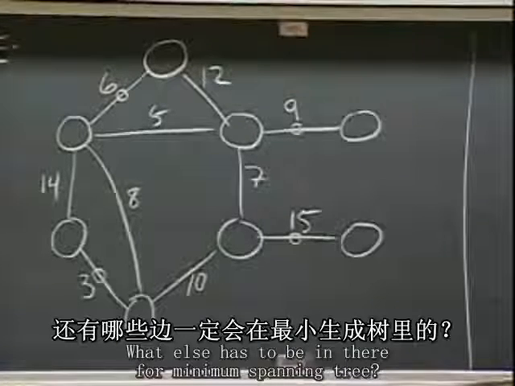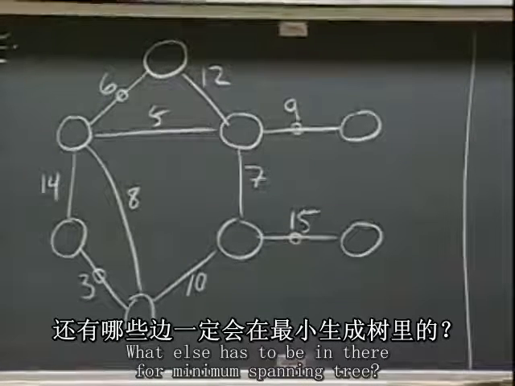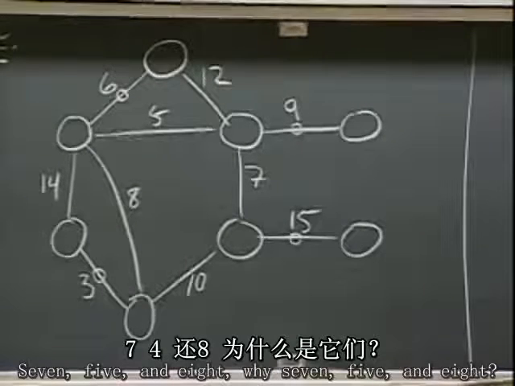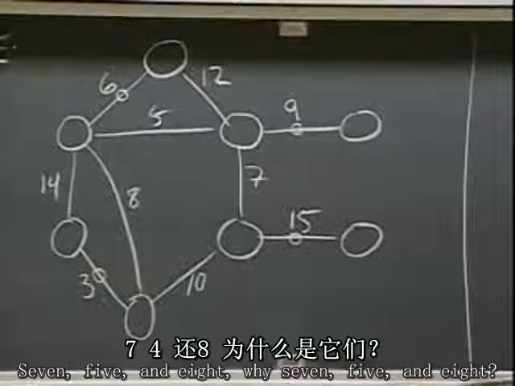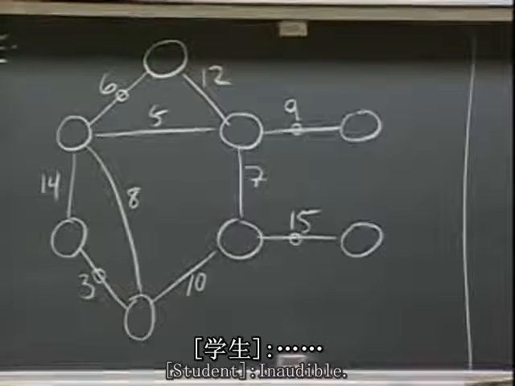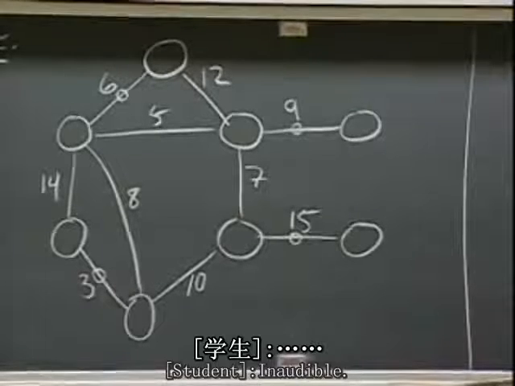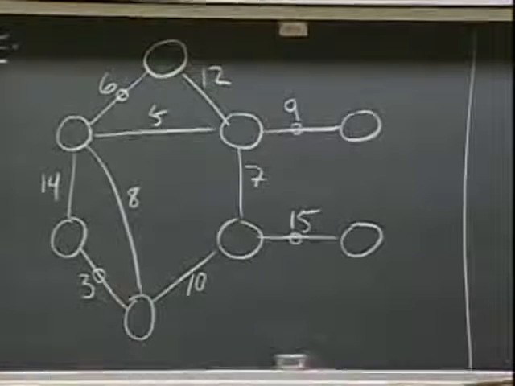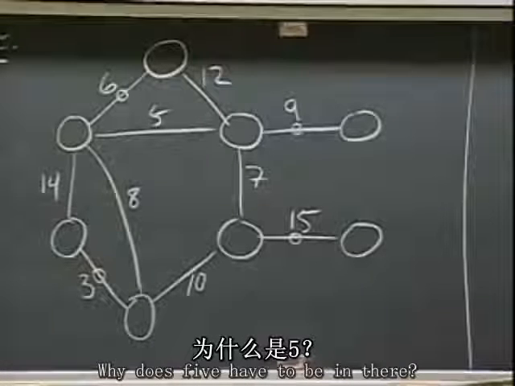What else has to be in there for the minimum spanning tree? 7, 5, and 8. Why 7, 5, and 8? Because 7 is less than 10, 8, and 5 is less than 12. Okay, so can we argue those one at a time? Why does 5 have to be in there?